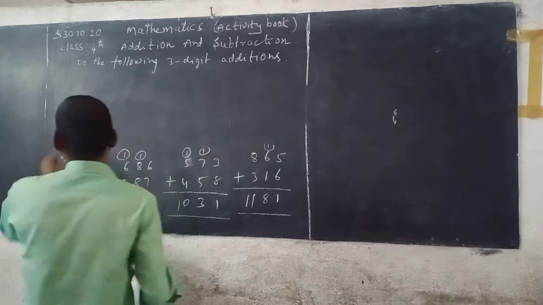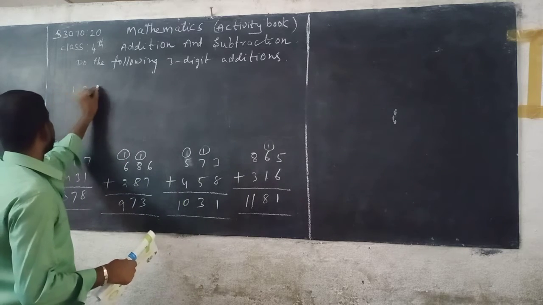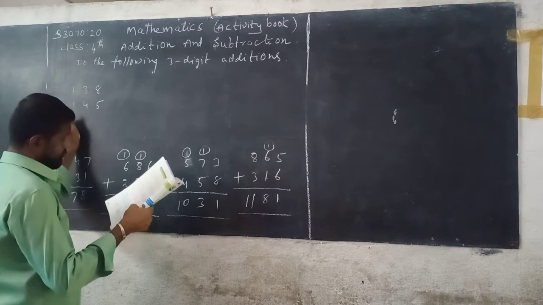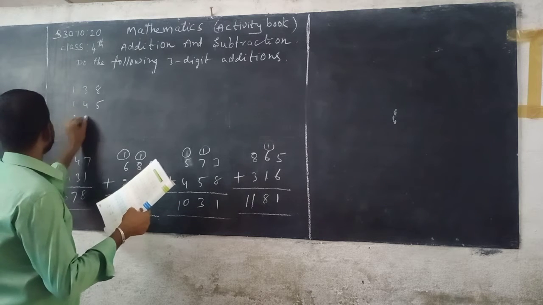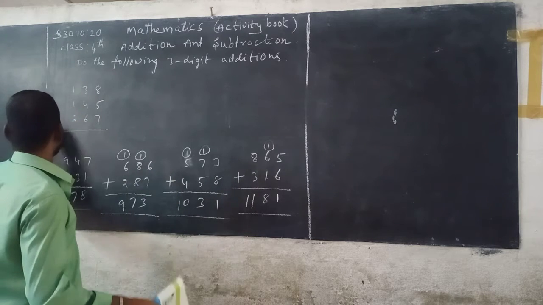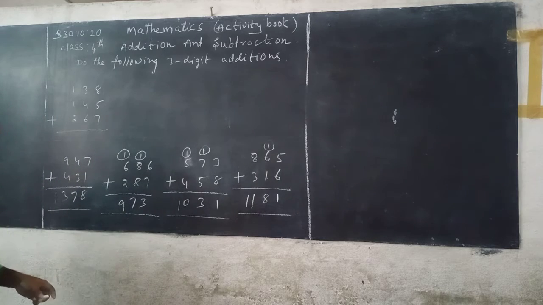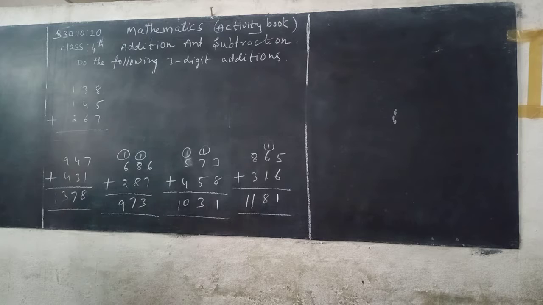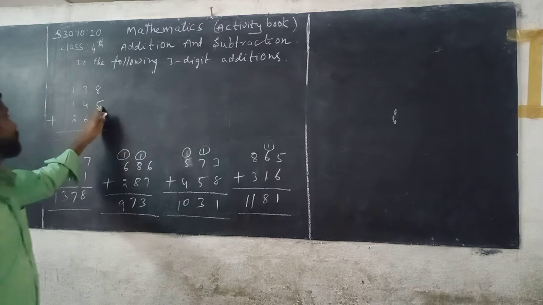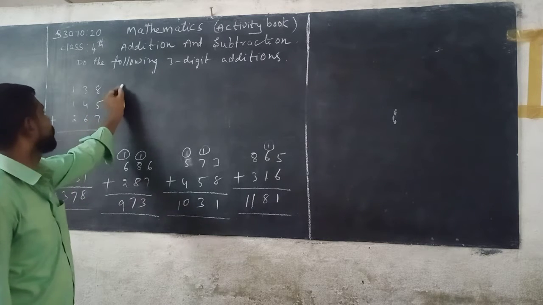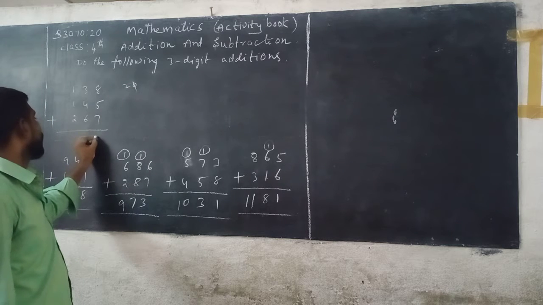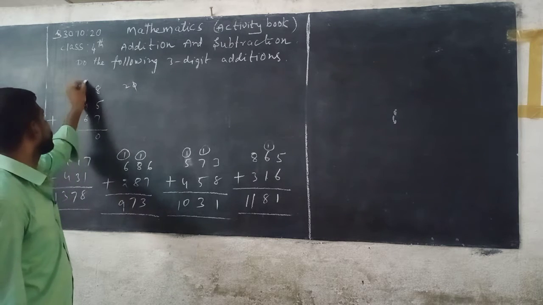Now next, 138 plus 145 plus 267. First, add the digits in ones column. See here, 8 plus 5, 13. 13 plus 7, 20. So 0 is taking, write down in ones column and 2 is carrying in tens place.